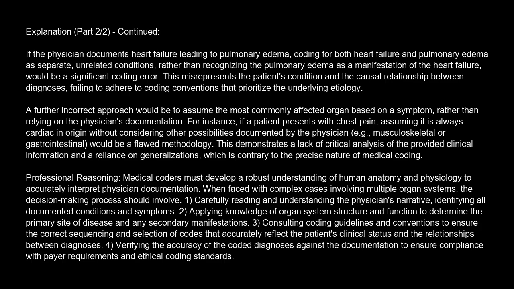Professional reasoning. Medical coders must develop a robust understanding of human anatomy and physiology to accurately interpret physician documentation. When faced with complex cases involving multiple organ systems, the decision-making process should involve: 1. Carefully reading and understanding the physician's narrative, identifying all documented conditions and symptoms. 2. Applying knowledge of organ system structure and function to determine the primary site of disease and any secondary manifestations. 3. Consulting coding guidelines and conventions to ensure the correct sequencing and selection of codes that accurately reflect the patient's clinical status and the relationships between diagnoses.